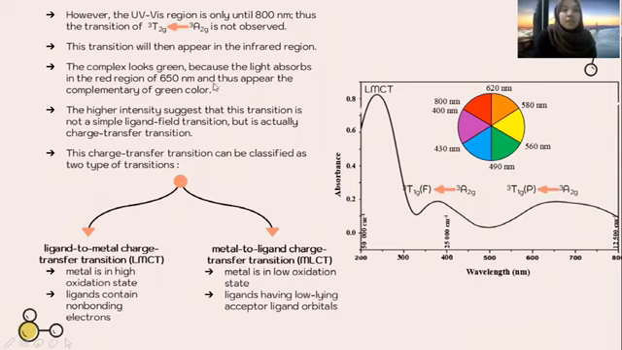Next, the complex looks green because the light is absorbed in the red region of 650 nanometer, thus appearing as the complementary color, green. As I have mentioned before, higher intensity indicates a charge transfer transition, and there are 2 types of this transition. The first one is ligand to metal, and the second one is metal to ligand.